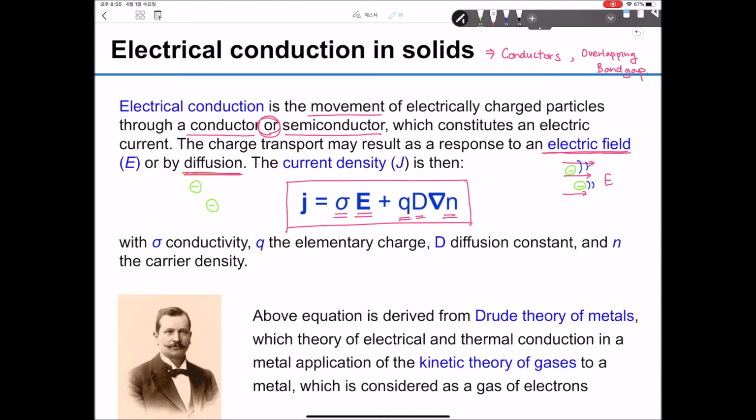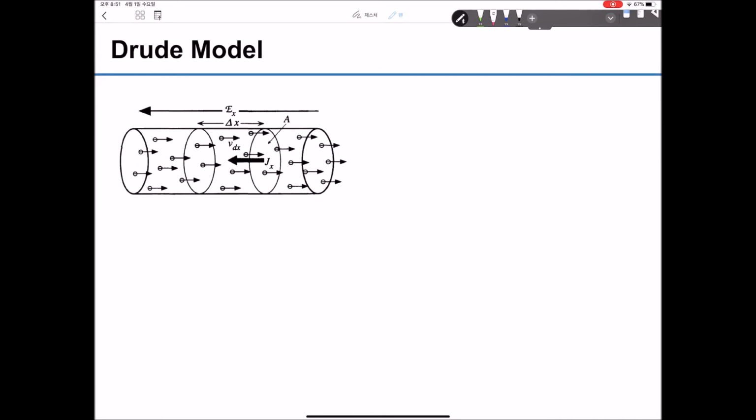The above equation is derived from the Drude theory of metals. So this person is Drude here. All right, looking pretty sharp. His theory of electrical and thermal conduction in a metal is an application of the kinetic theory of gases to a metal. So there was this thermodynamic model to predict the movement of gas molecules depending on the environment, and he applied this knowledge to electrons. Instead of gas molecules, he considered electrons as individual particles. Okay, so this is the Drude model, right? If you recall your high level physics, you probably have learned about this Drude model.